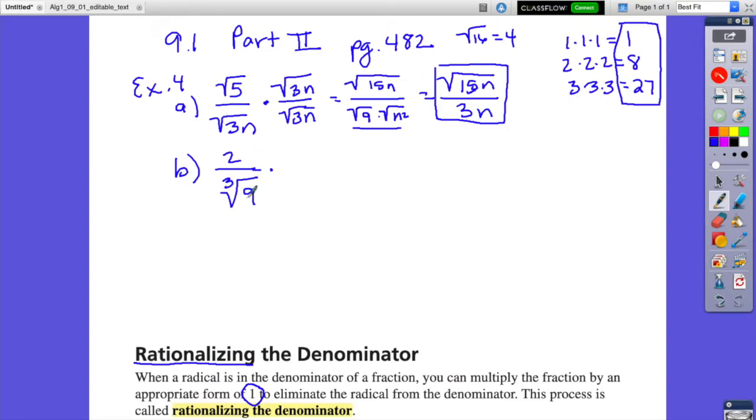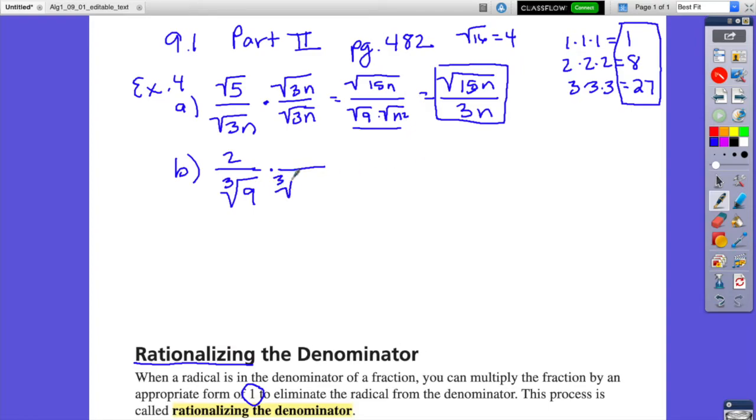So now we have to think. For square roots, it's easy because you automatically multiply it by 1 in the form of the denominator. But for cube roots, you have to think a little bit. You have to think, what is the closest cube to 9? Well, it wouldn't be 8 because that's too small. Can we turn 9 into 27? Yes, we can. So we're going to force it to be a cube.